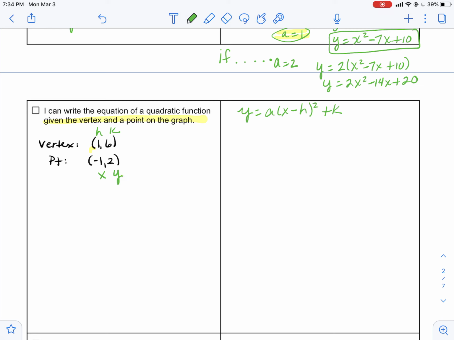So I know 4 of these letters. What I don't know is a. So again, I need to find a, and I need to determine whether or not it's 1 or another number. So I'm going to substitute in. So y is 2. Again, a is what I'm looking for. h is 1. Whoops, sorry, I forgot to put my x in. x is negative 1. h was 1, and then k is 6.